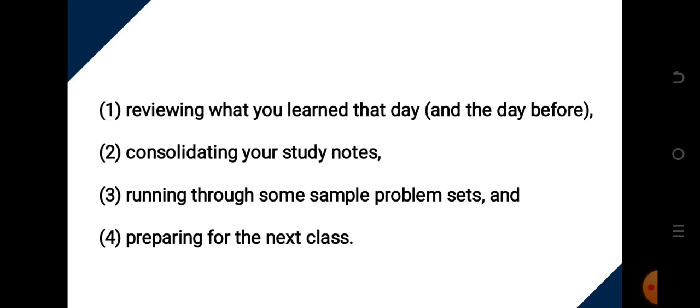Then number 3, run through some sample problem sets. What are the examples the teacher set in class? Go through those example sets, then apply them to some of the examples even in your textbooks. Then by doing that, prepare for the next class. So by the time you prepare for the next class, you have gotten a foundational knowledge of that topic.